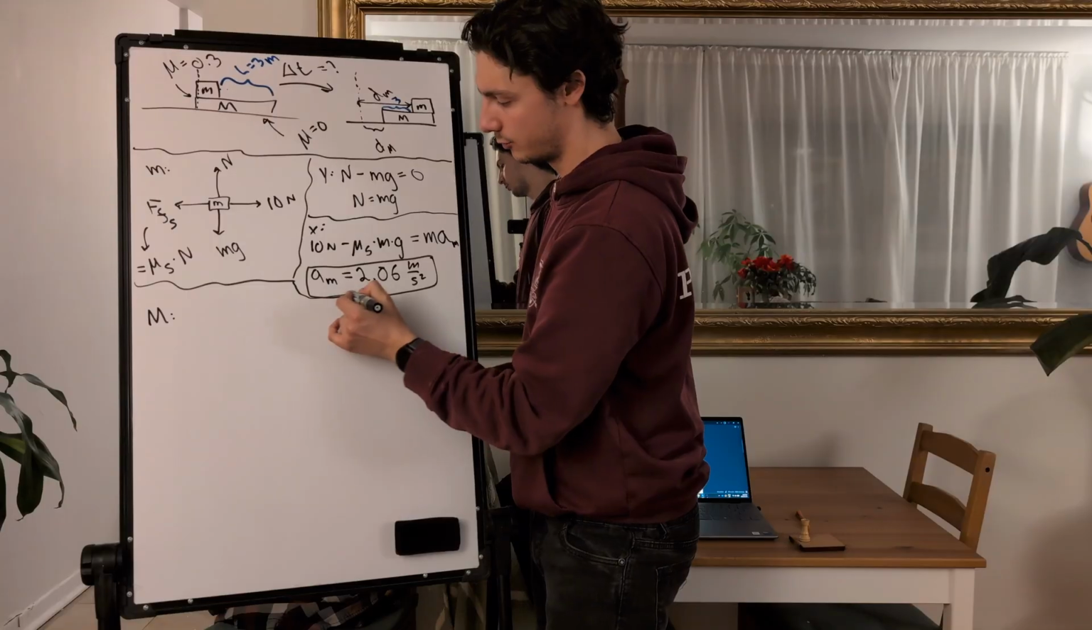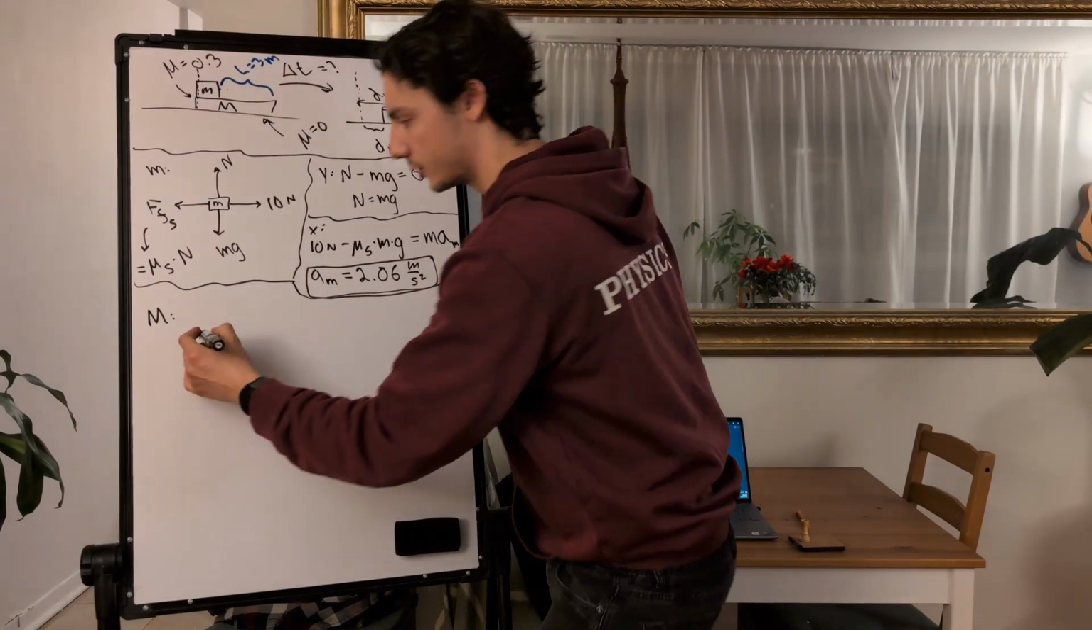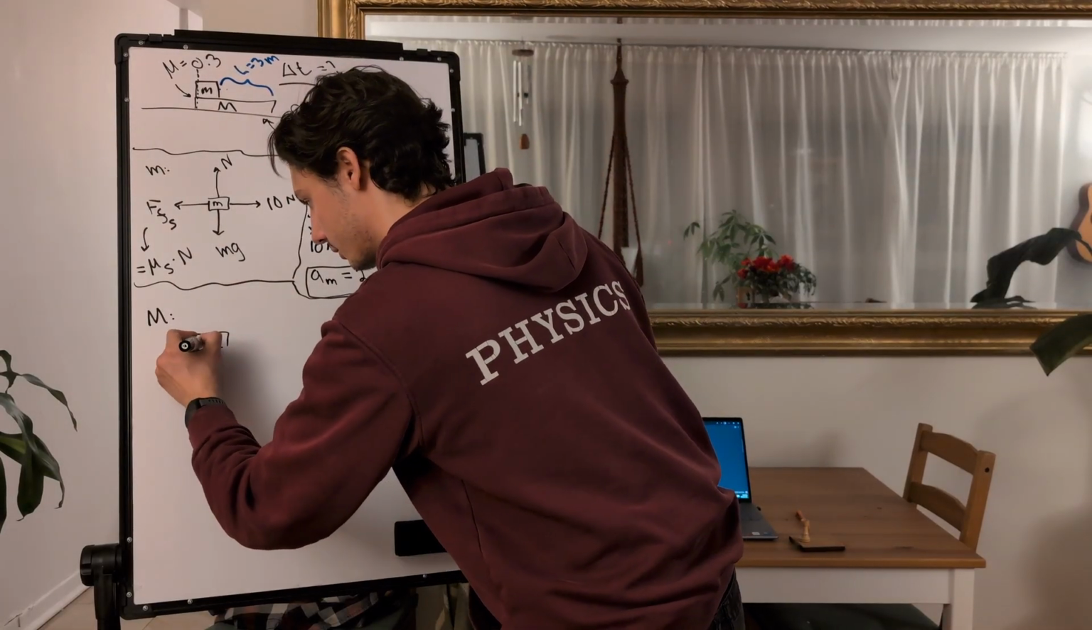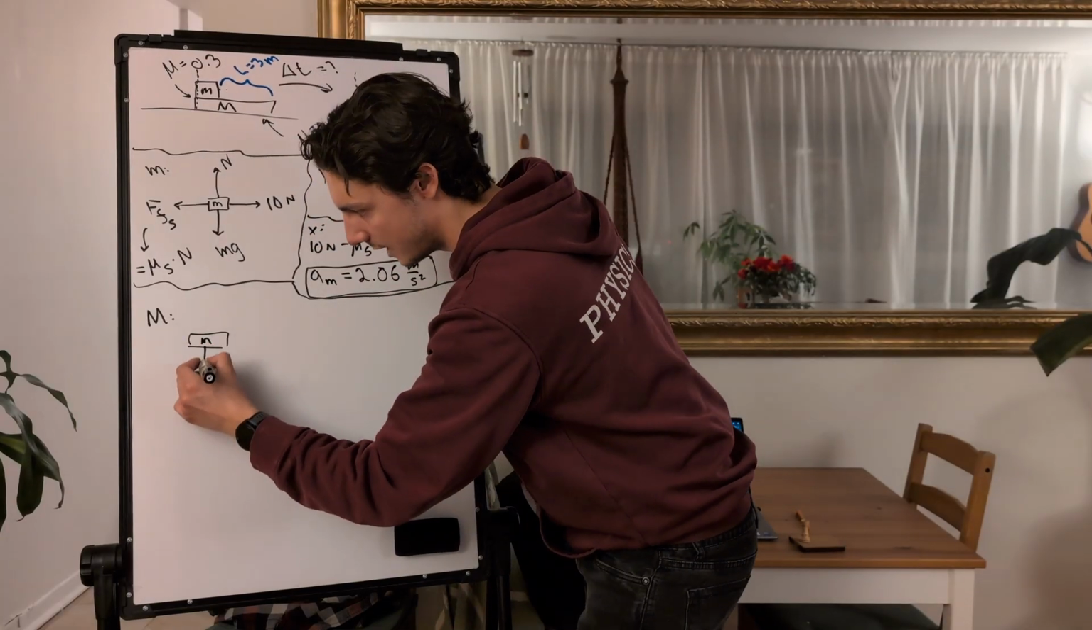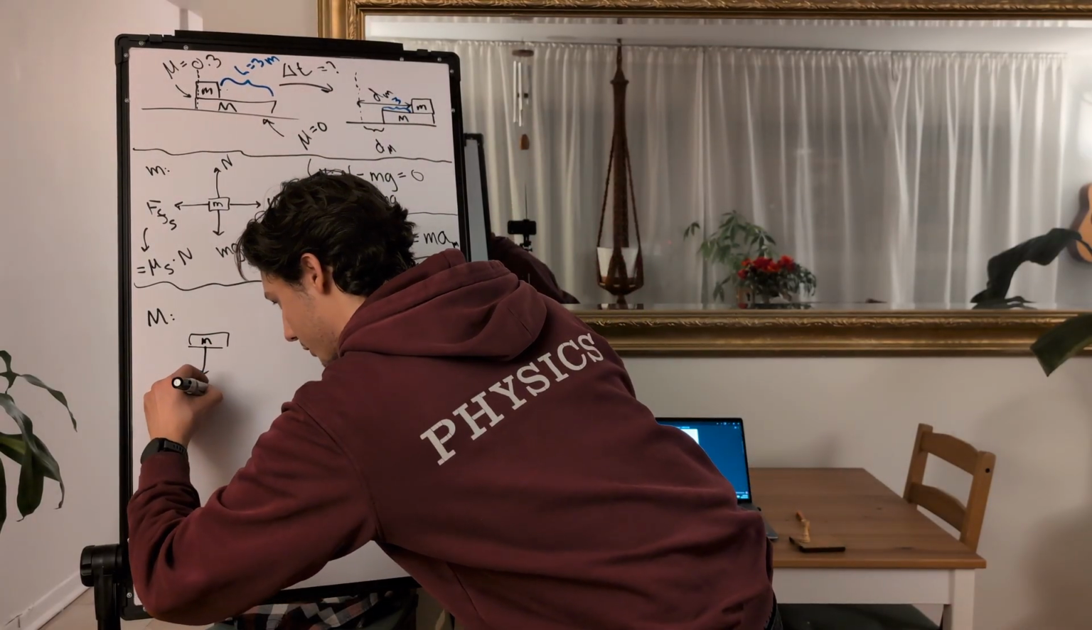So now I'm going to cut off this, boom. Focus on the big block. So here's the big block. I'm going to draw it kind of large like this. The big block also has a weight force, but now it's capital Mg.